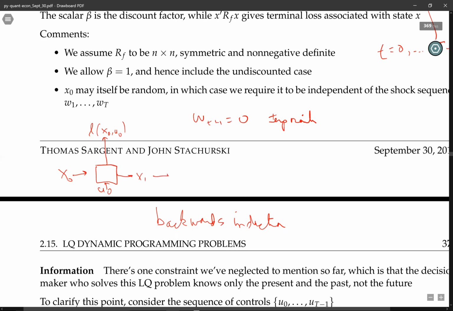And then you're going to do the same thing here. At this time, you're going to pick a U1. That's going to kick out an X2. And now you're going to get a loss, X1 and U1. And the whole thing's just going to roll on. See how this is going to go? Okay, and those losses are those quadratic terms.